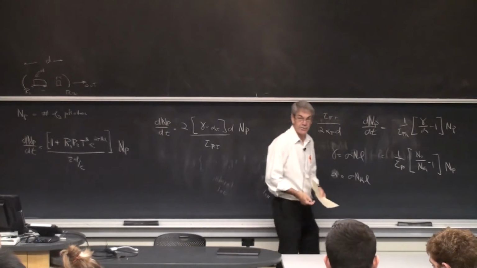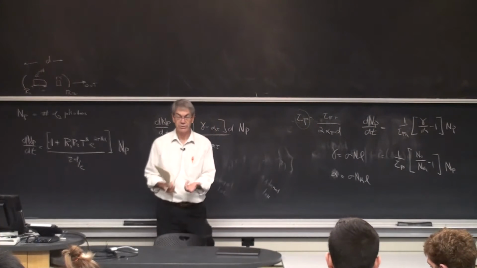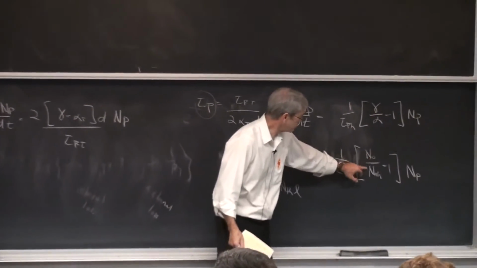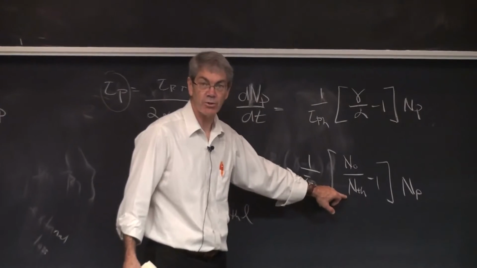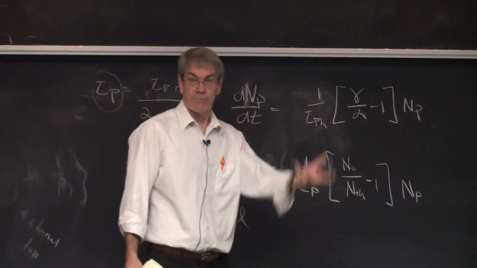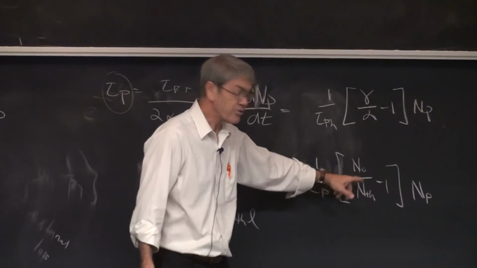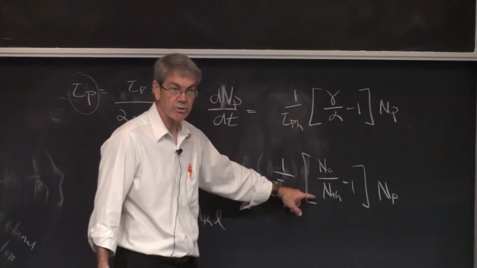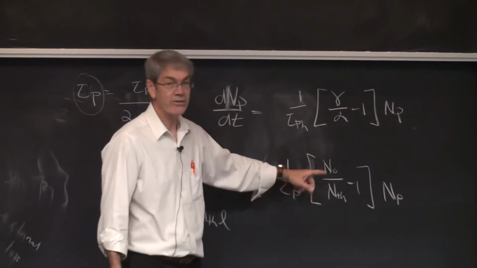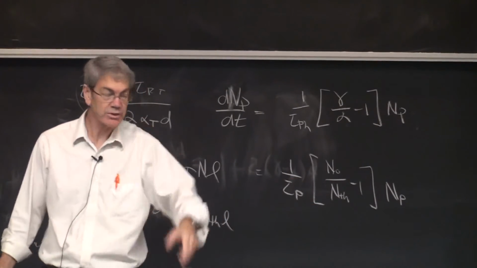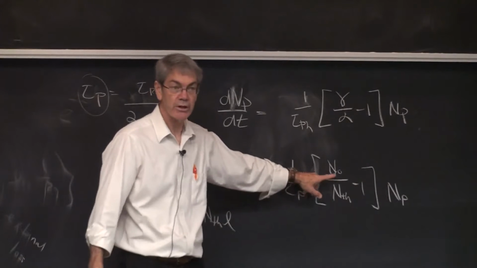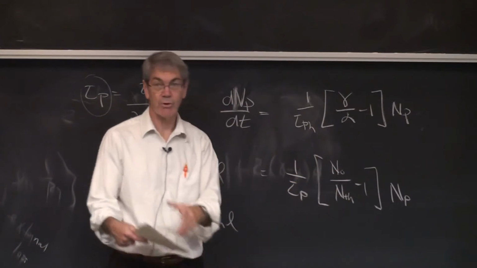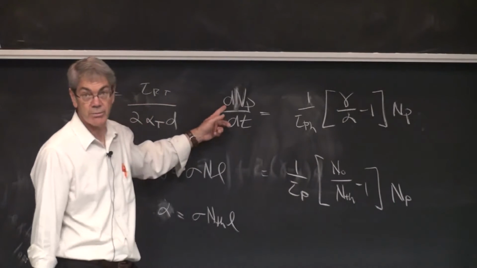And let's look at that. The rate at which photons increase, I've got my photon lifetime, but it's the ratio. If I have more gain than the threshold gain, photons increase. If I have less, of course, they decrease. And the rate at which they increase is proportional to the inversion. So if I have twice threshold inversion, I get twice as much amplification, and 3 times and more. So it's a very nice way to relate my inversions, which is what I'm really worried about, to my photon number.